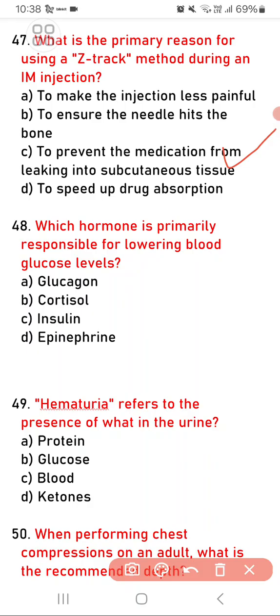Which hormone is primarily responsible for lowering blood glucose levels? Insulin. Hematuria refers to the presence of what in the urine? Blood.